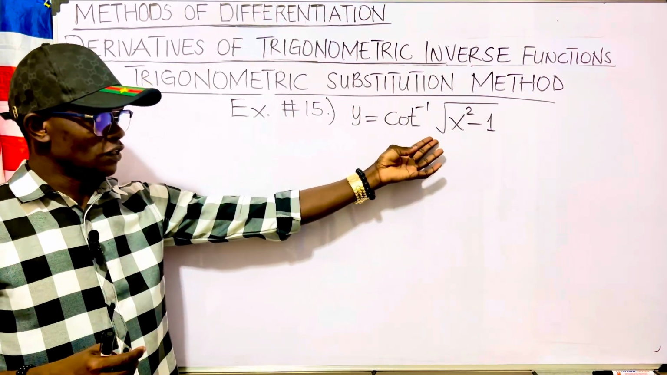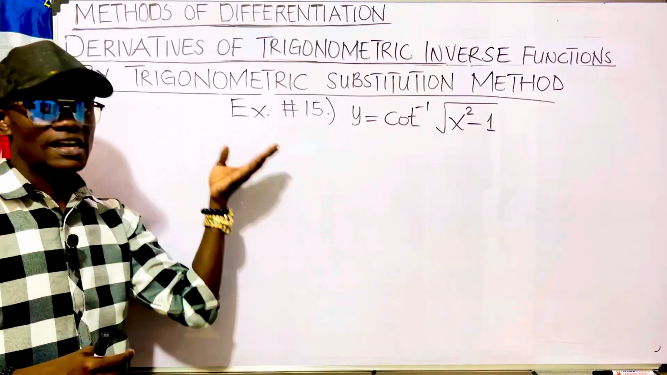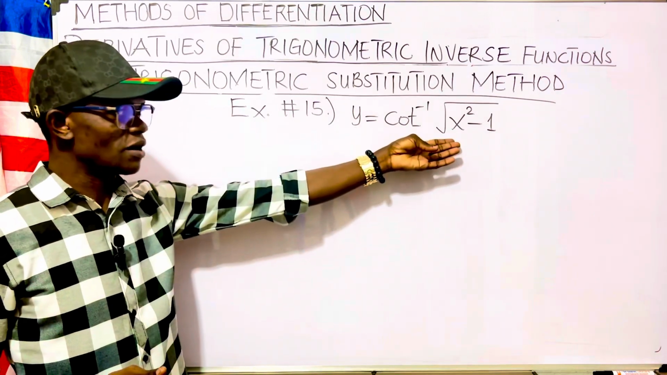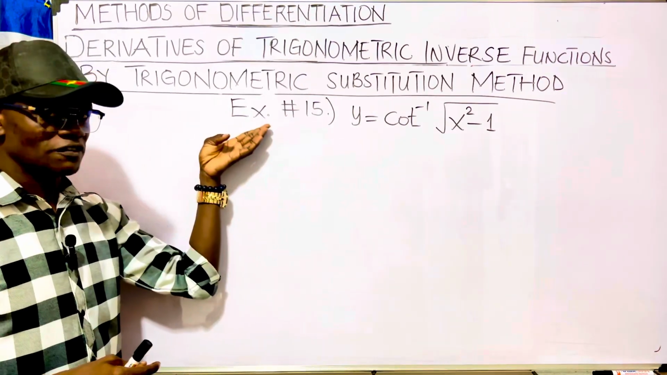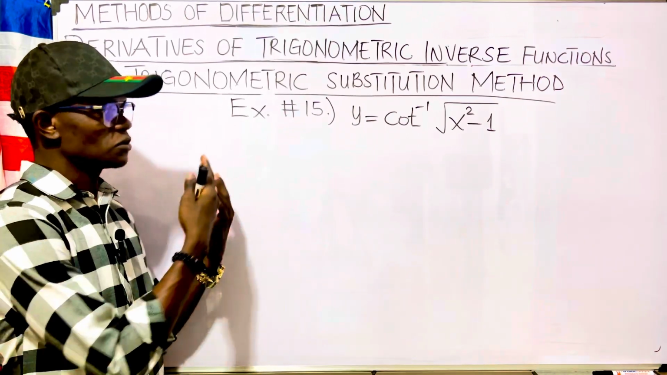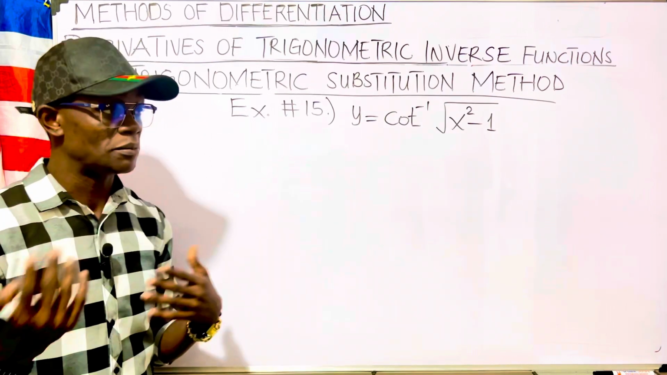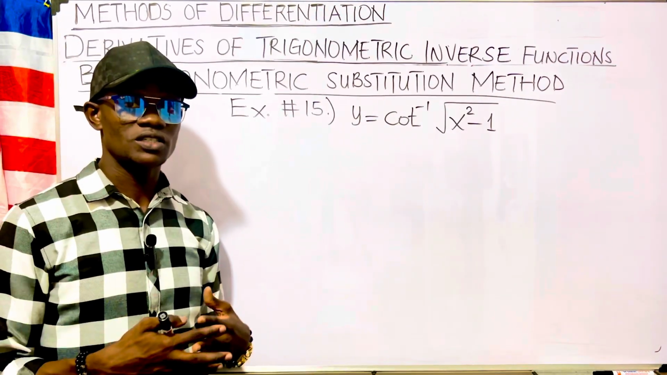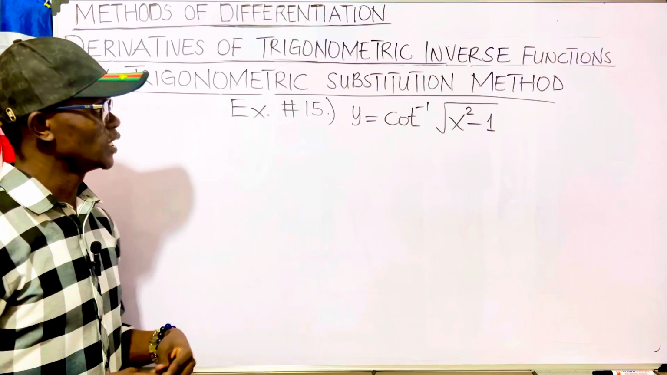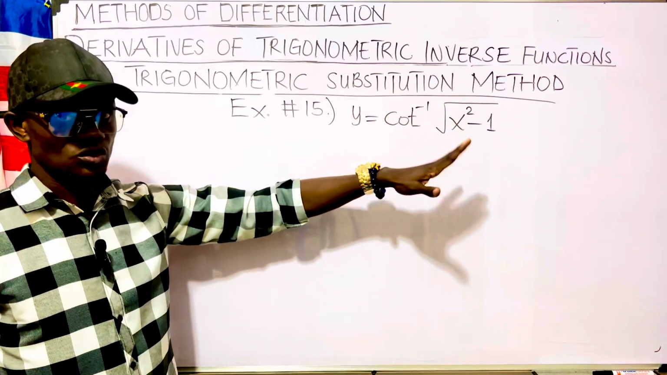This problem was solved in question 5, or example 5. So we want to use the substitution method now to solve this same problem, so that you know which of them to use, which method is best for you. So: cot inverse of the square root of x squared minus 1.